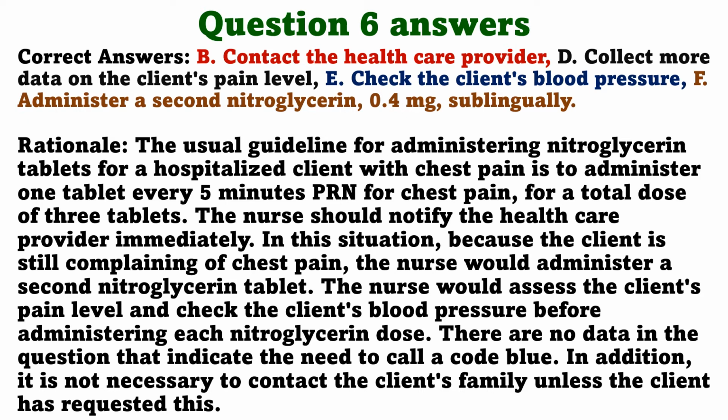Rationale: the usual guideline for administering nitroglycerin tablets for a hospitalized client with chest pain is to administer 1 tablet every 5 minutes PRN for chest pain, for a total dose of 3 tablets. The nurse should notify the health care provider immediately. In this situation, because the client is still complaining of chest pain, the nurse would administer a second nitroglycerin tablet. The nurse would assess the client's pain level and check the client's blood pressure before administering each nitroglycerin dose.